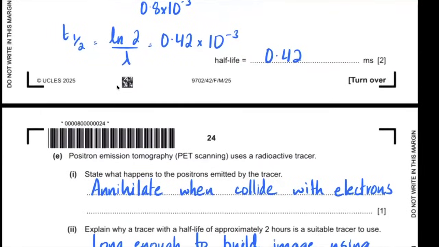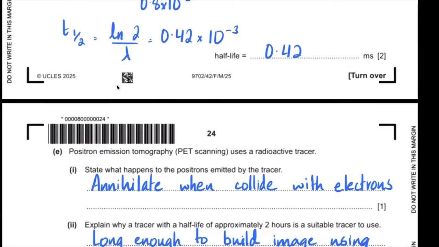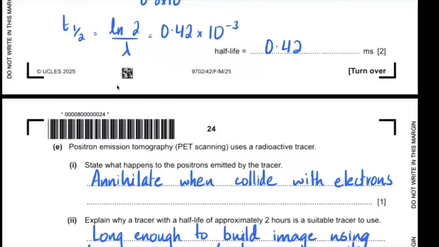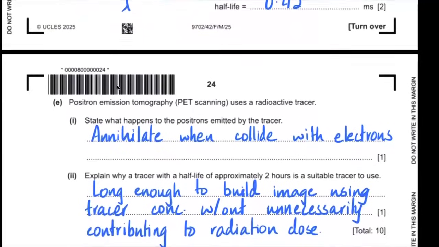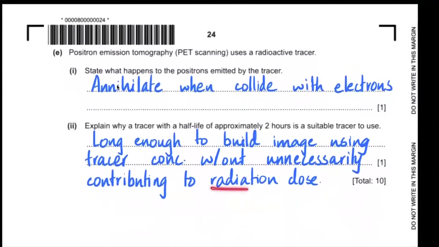Explain why a tracer with a half-life of approximately 2 hours is suitable to use. So with tracers, what happens is that when it's injected into the body, it goes into a certain organ or a tissue where it starts to decay. And based off the radiations from the gamma photons we receive, we get an idea of the tracer concentration, which we use to build up the image. So it's long enough to build up the image, but it also does not unnecessarily expose the person to a lot of radiation. So it does not unnecessarily increase the radiation dosage.